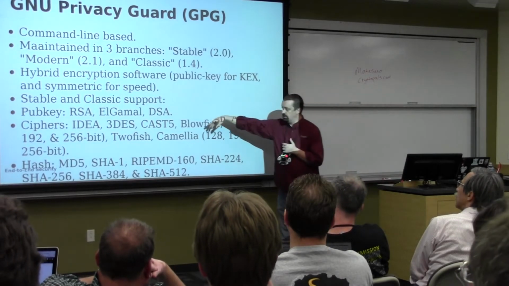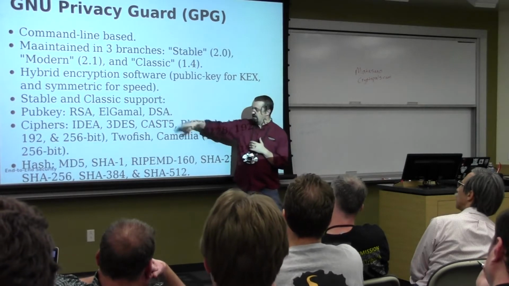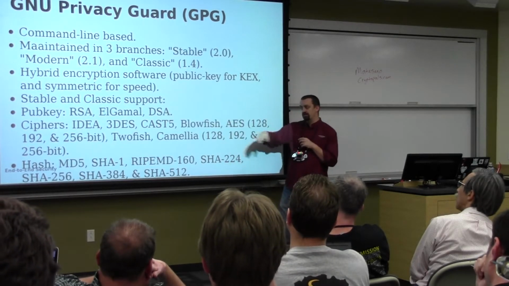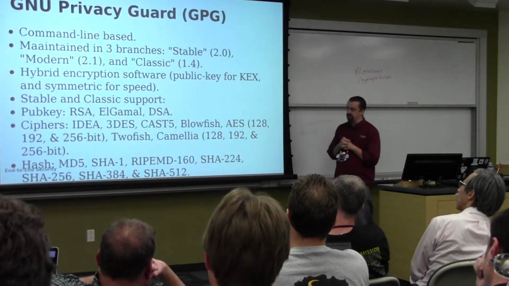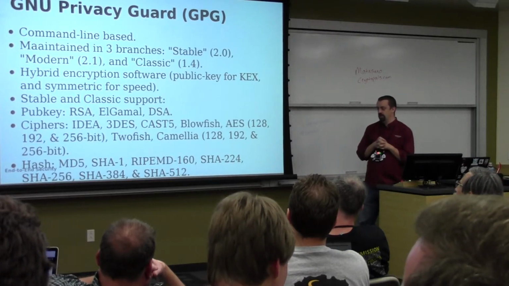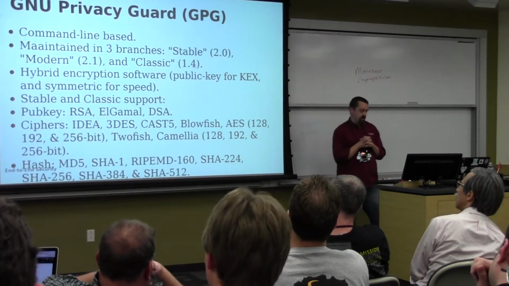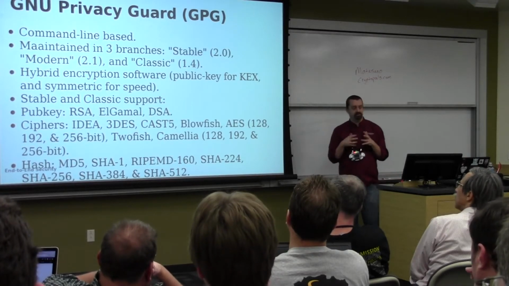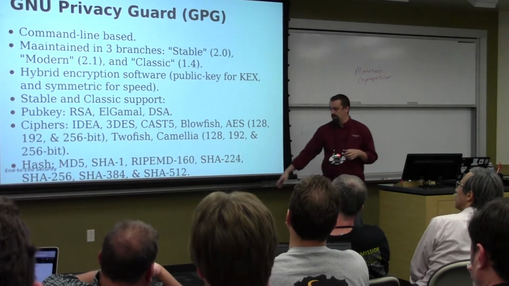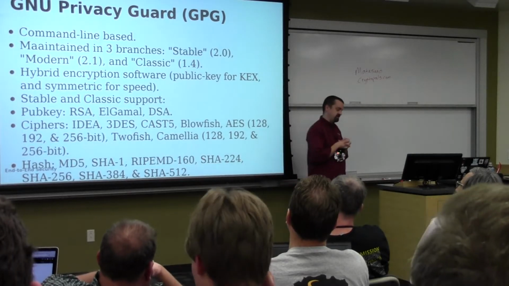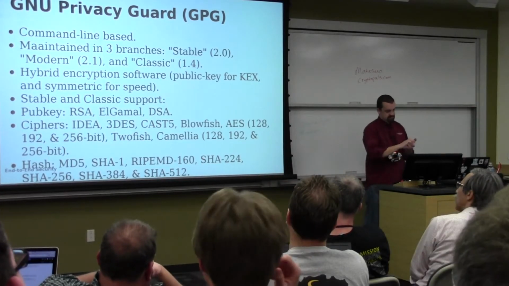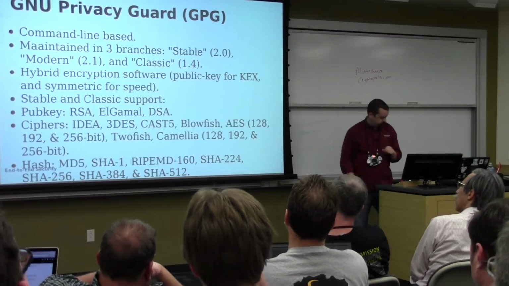So here's some support on the public key. It supports RSA, ElGamal, and DSA. For the symmetric ciphers, those are listed here: AES, Blowfish, and so forth. For the cryptographic hashes, these are listed. Notice that SHA-3 is not on that list. It's not defined in OpenPGP yet. And then beneath here, there's compression support for uncompressed, zlib, and bzip2.